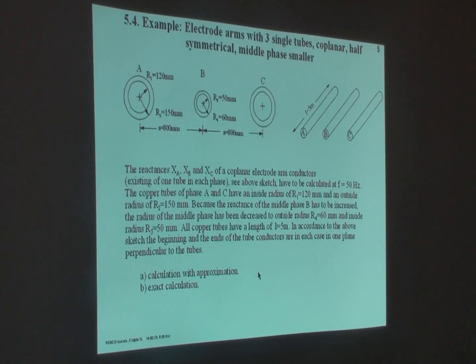So GAA, what is new to calculate? That we can take over from example 5.4. We can calculate GBB, we have to look. Yes, we have BB, we have an outside radius of 60 millimeters, and inside 50.